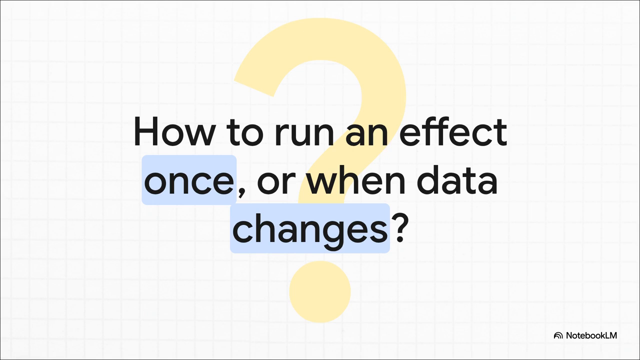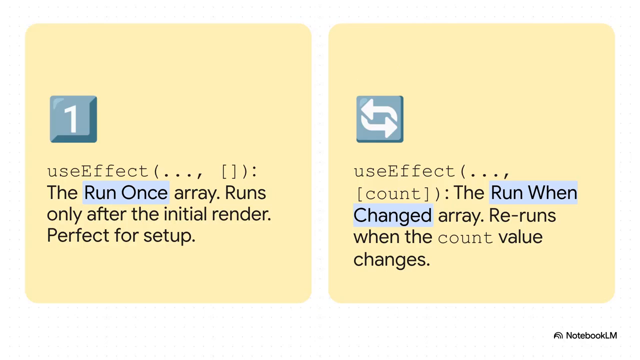We need to be able to tell React, hey, I only want you to run this one time when the component first shows up, or only run this again if this specific piece of data changes. And that dependency array is your entire control panel. If you give it an empty array like you see on the left, you're telling React, this effect has 0 dependencies. Run it once after the first render, and then leave it alone.